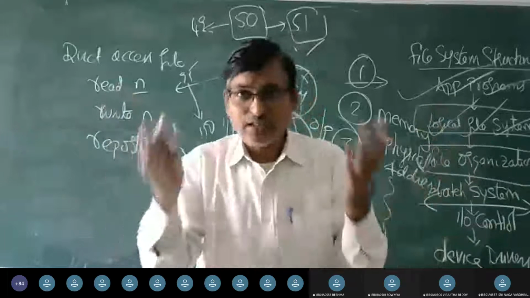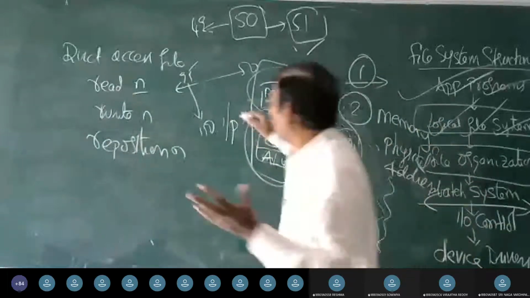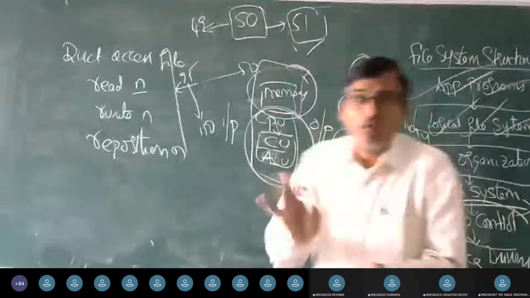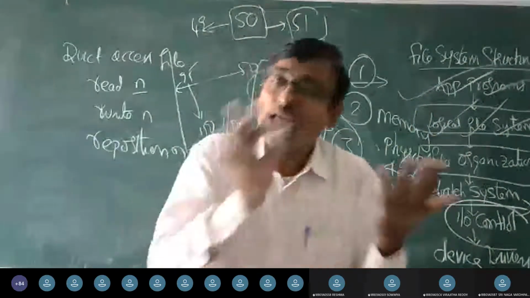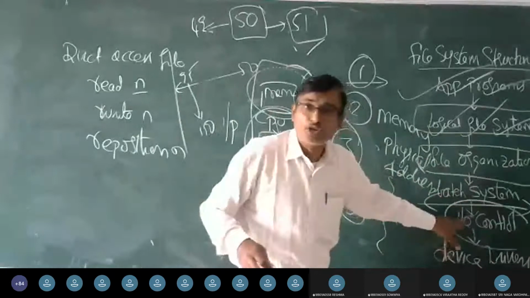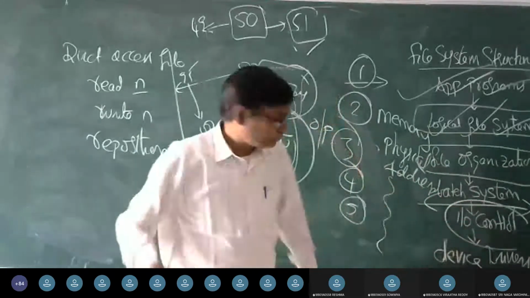So in this way, we should interpret what the organization of the CPU is and how it is going to be linked up with the input-output devices. So that is what we are going to assume here as I/O control.